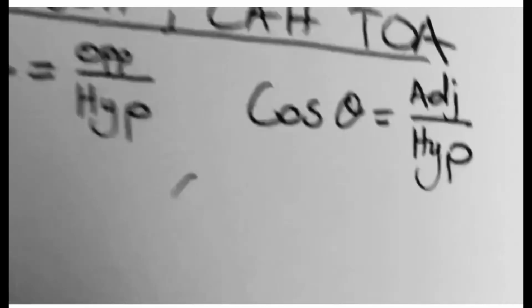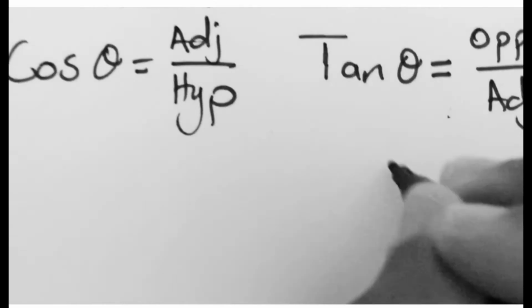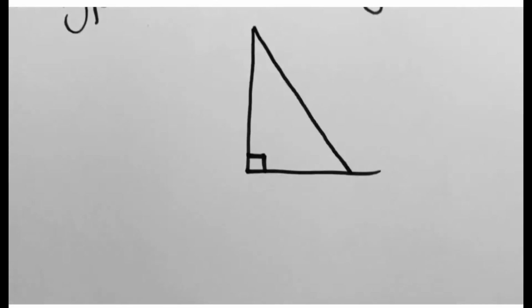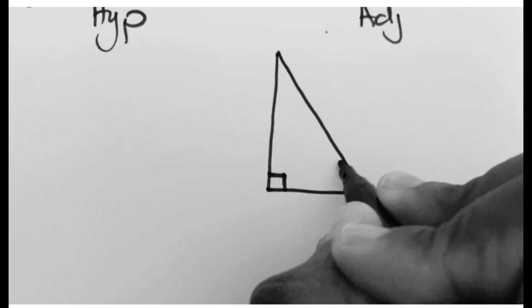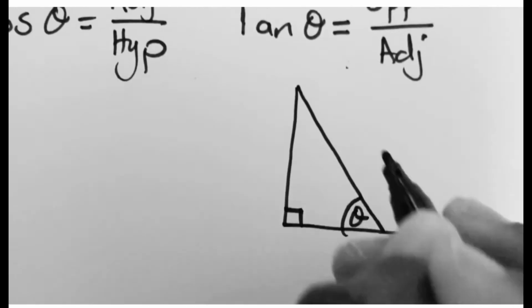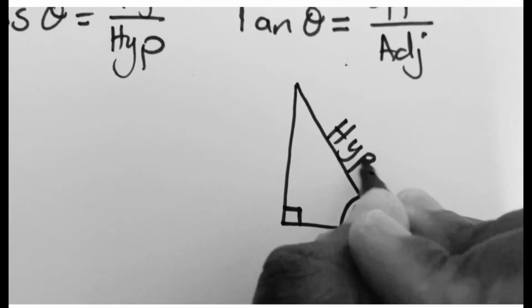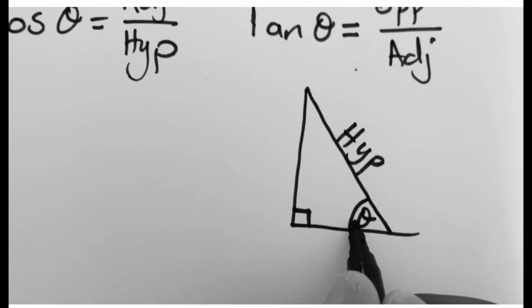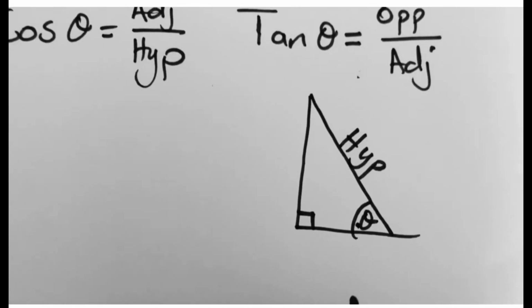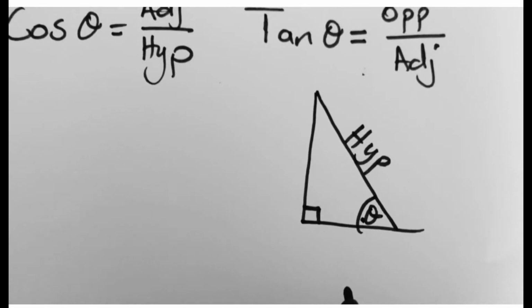Excuse the mess. So I'm going to redraw that here. Take note, we have our right angle. The right angle is here. If I say the angle of focus, or theta, is here, then it means this hypotenuse never changes. But the angle determines which one will be your opposite and which one will be your adjacent.